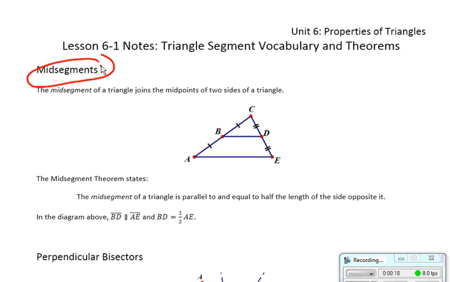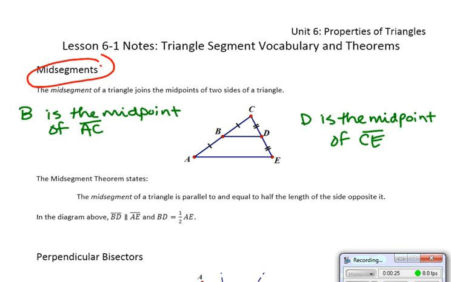A midsegment of a triangle joins the midpoints of two sides of the triangle. So in this case, B is the midpoint of AC and D is the midpoint of CE. Make sure that you're making the notes onto your unit guide.